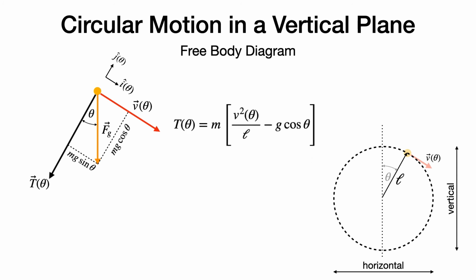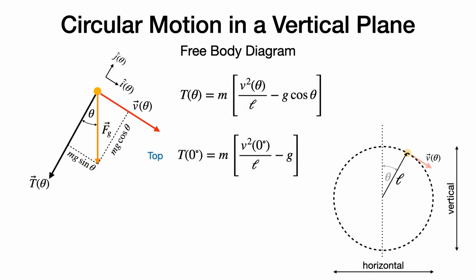Let's consider this in some examples. What happens if we consider the mass to be at the very top of the circle where theta is equal to 0? Cosine of 0 is 1, and we see that at the top the tension is equal to m times v squared over L minus g. Now, if the object is moving fast enough, so v is large, then v squared over L will be larger than g, and we will have a positive tension, and the object will move in circular motion. But notice that if the speed becomes small enough, there is a point at which v squared over L will become equal to the gravitational acceleration, and the tension goes to 0.